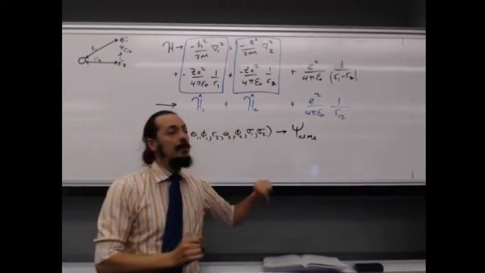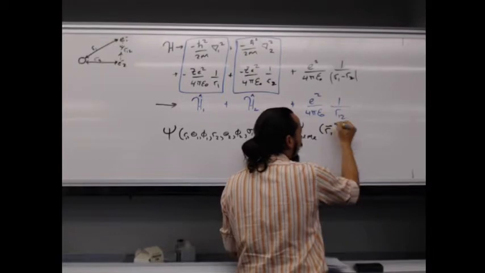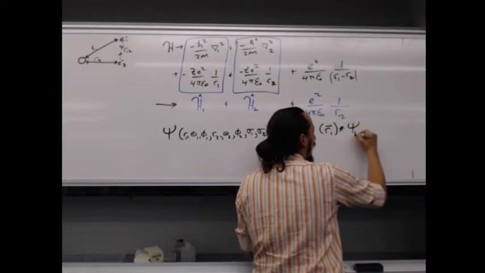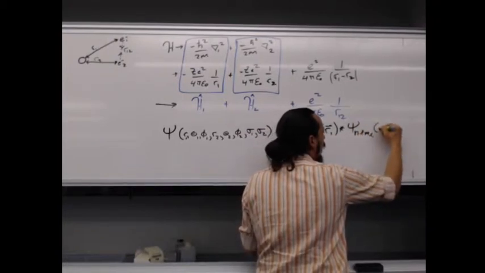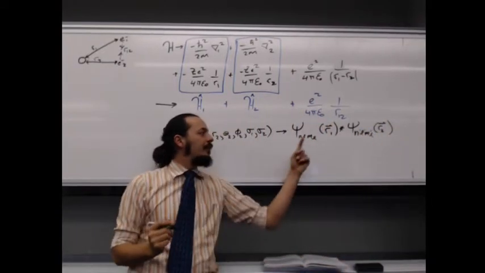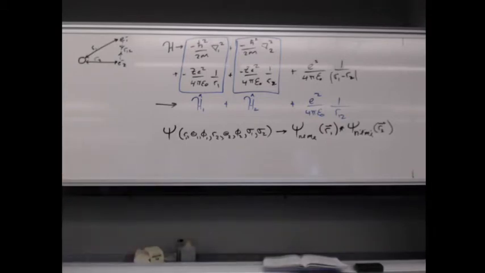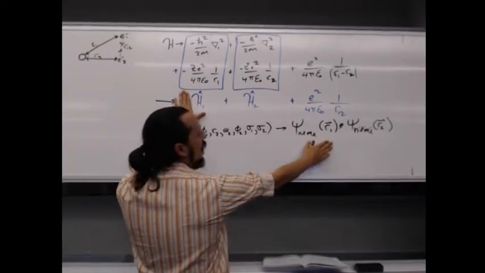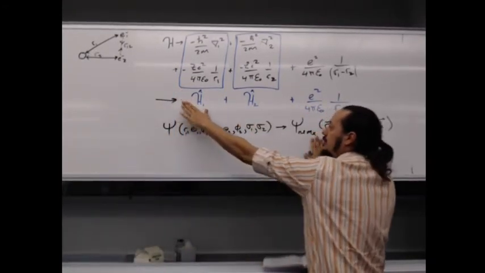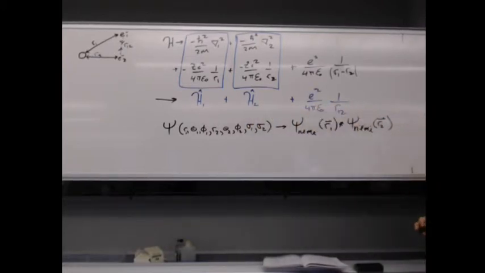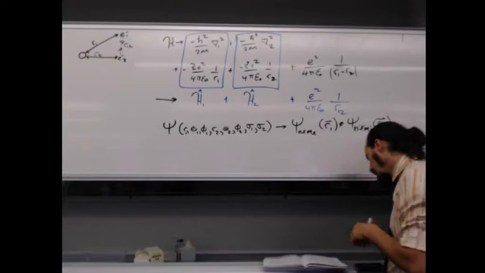some psi n l m sub l, which we'll just say depends on an R1 vector, times some psi n prime l prime m sub l prime that depends on an R2 vector. And I'm going to put little primes on these because these n's and l's don't have to be the same. They can be different things. This would essentially give me one function that's related to this part of the Hamiltonian, another function that's related to this part of the Hamiltonian, but it completely ignores that repulsion term, this electron correlation term, the way that the electrons interact with each other.